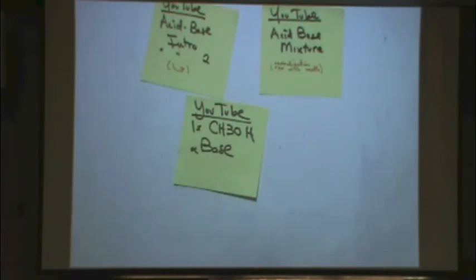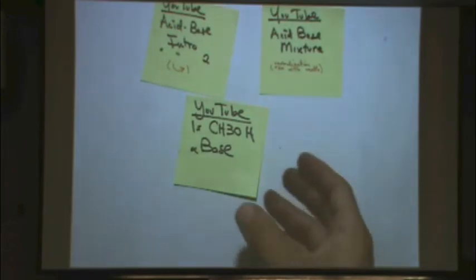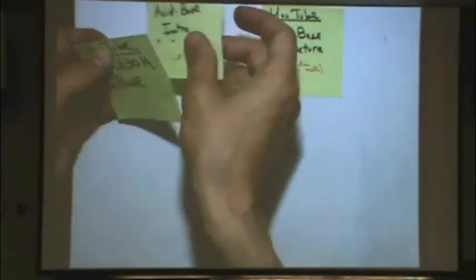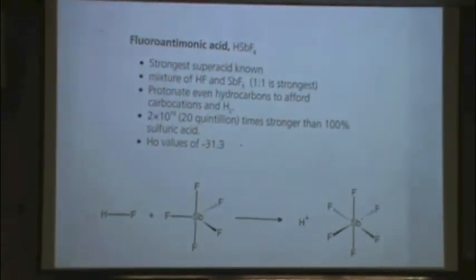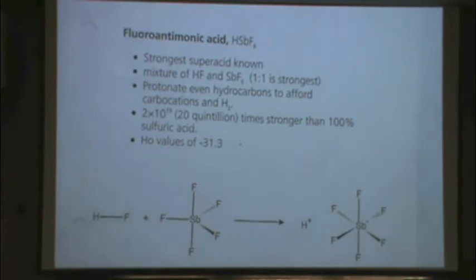I'll just give you one example of a strong acid that is not on that table. It's pretty rare, that's why we don't need to list it. But it's called a superacid, really. And there's super bases too. This is a superacid. It's the strongest superacid known.